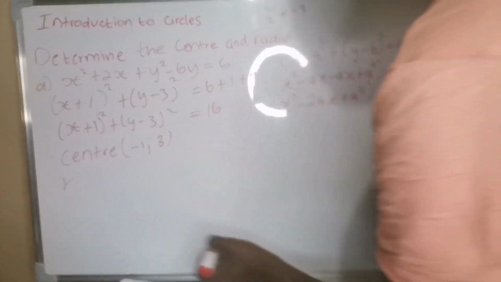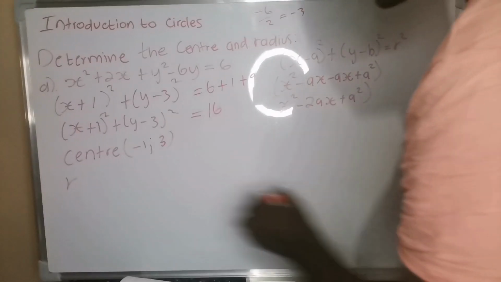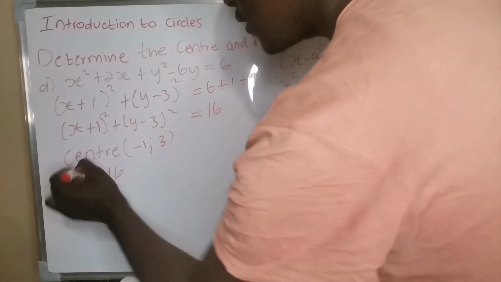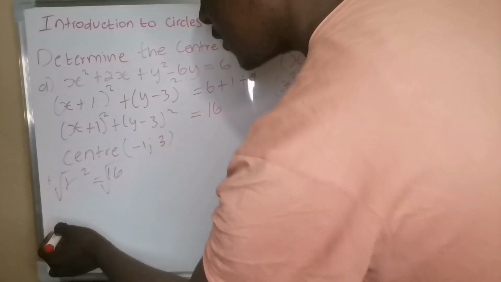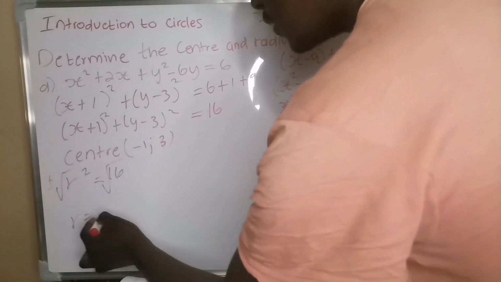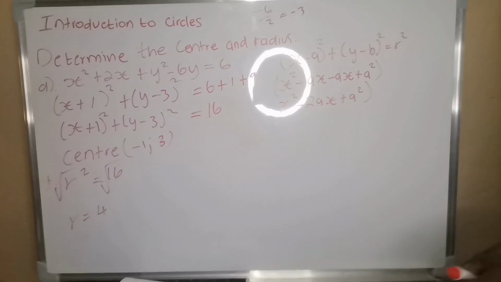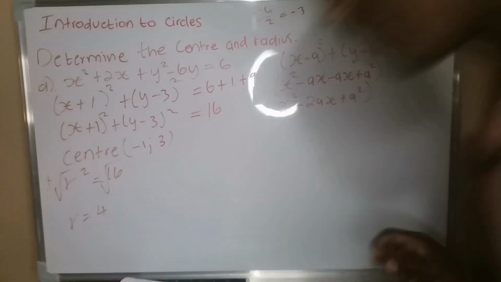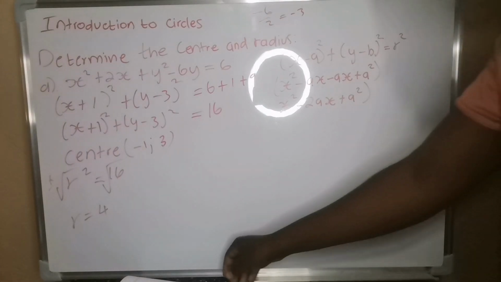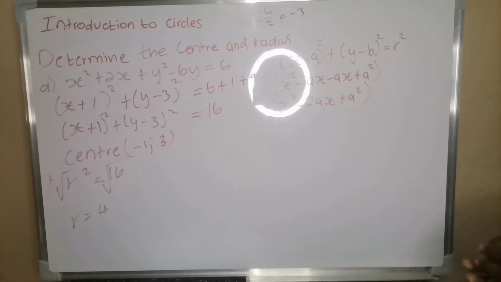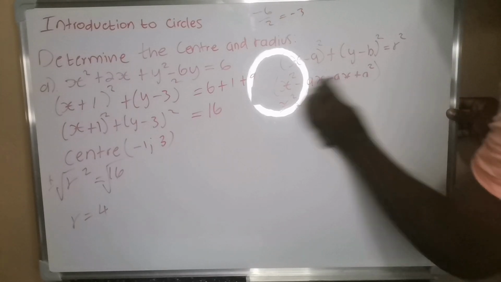Then our radius squared here is equal to 16. Then square root on both sides, plus or minus. Then our r is equal to the square root of 16, which is 4. Then we are done. That's how we determine our equation. Then let us do an example that is similar to this one. Here's a very similar example.